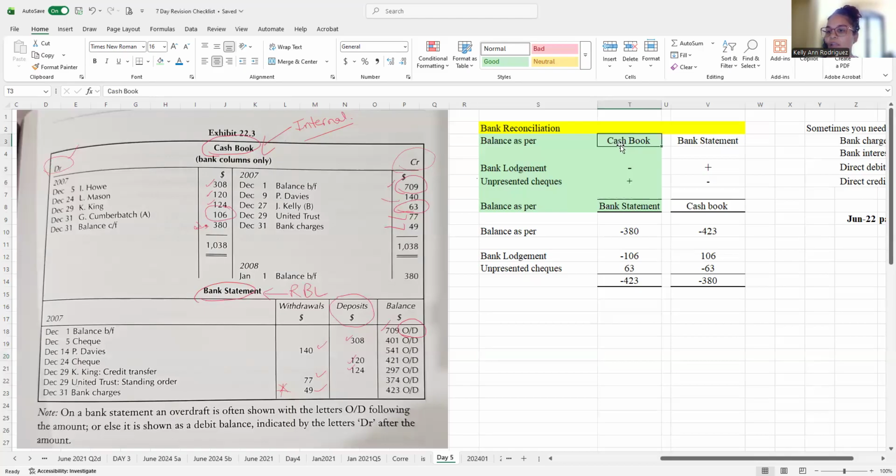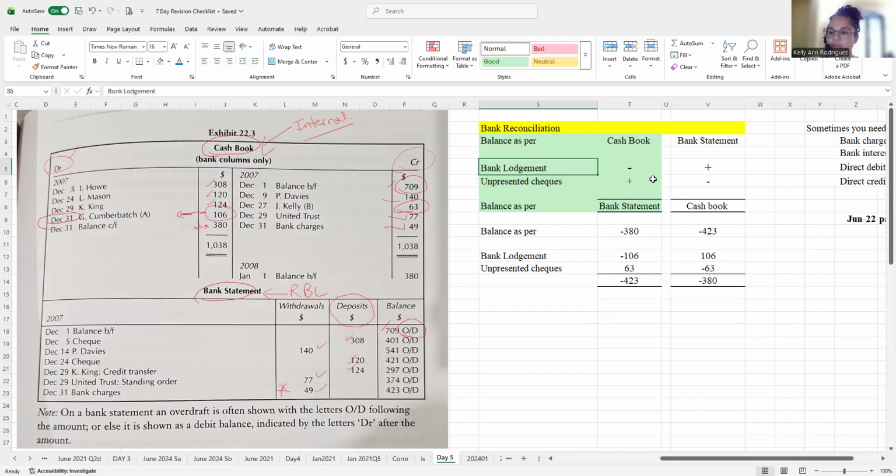Now, if you're starting with your cash book balance, your bank lodgement will have to be minus. What is your bank lodgement? Your bank lodgement is this check that you deposited and it's not showing in your bank account as yet. If you notice the date, these are timing differences, December 31st. So you received the check on December 31st. You entered it in your cash book on December 31st.